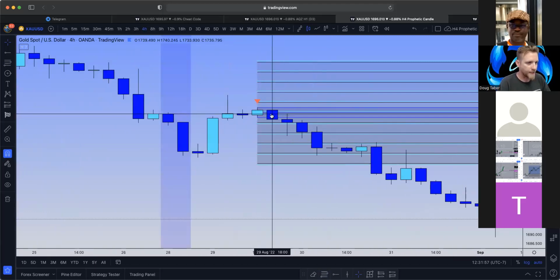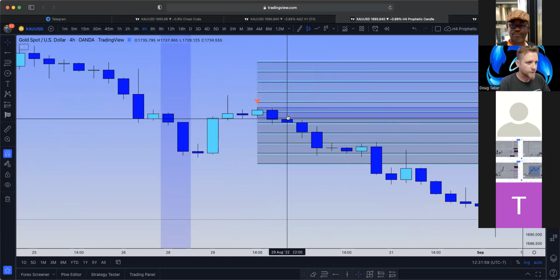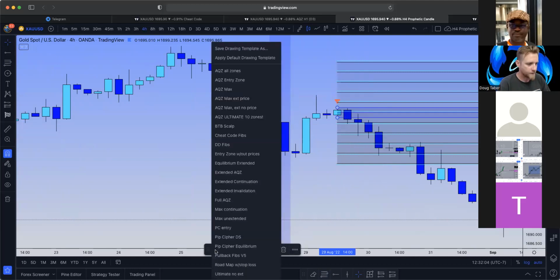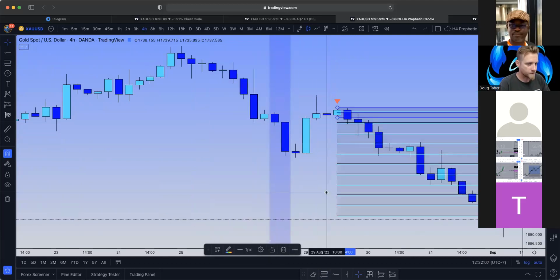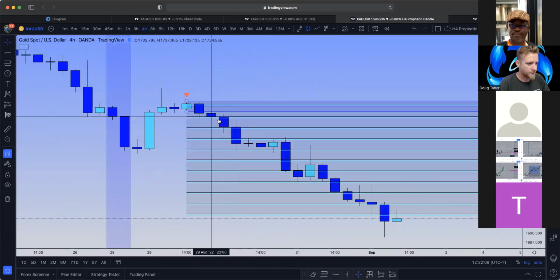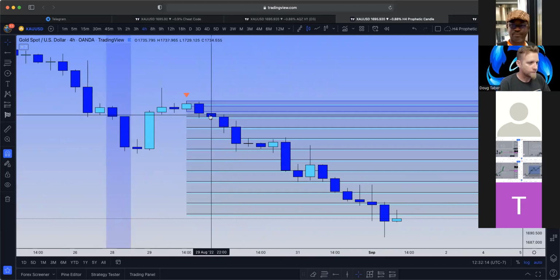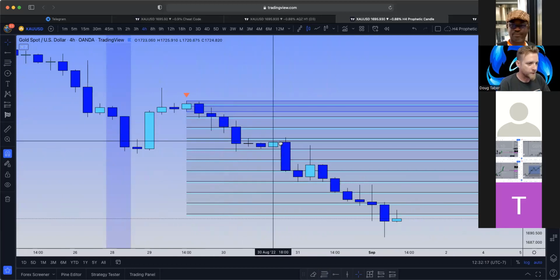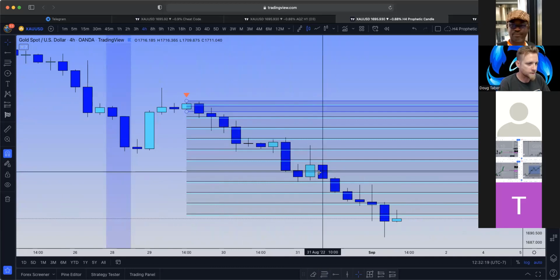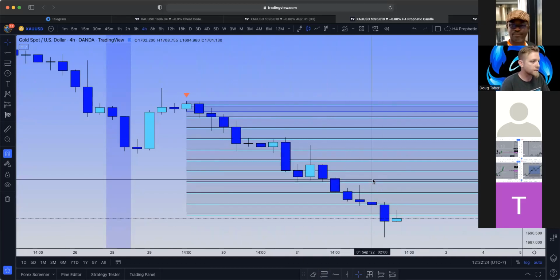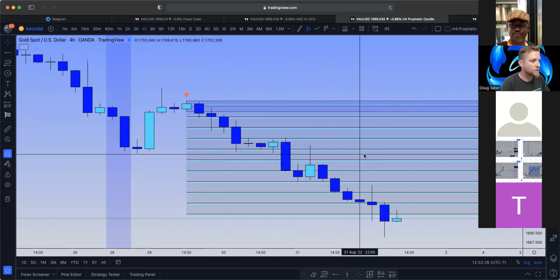Once you get your prophetic candle of the week and price rejects the AQZ block, then you're just looking at price travel your roadmap. So boom, break, retest, break, retest, break, retest. Price is continuing to sell on gold, which has been anticipated. I've been anticipating this for a long time.